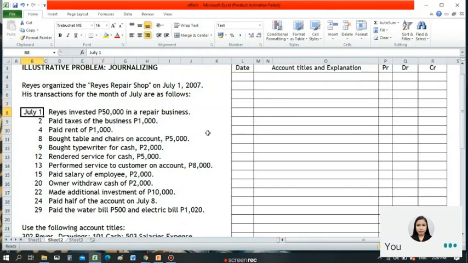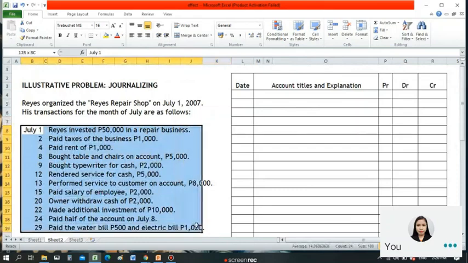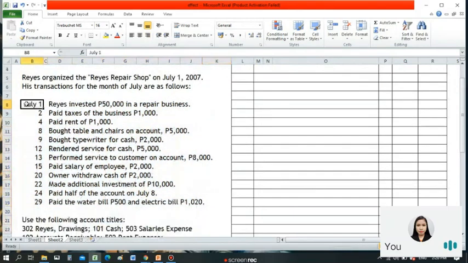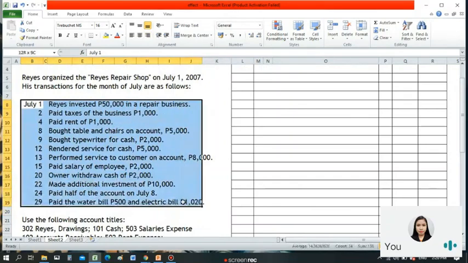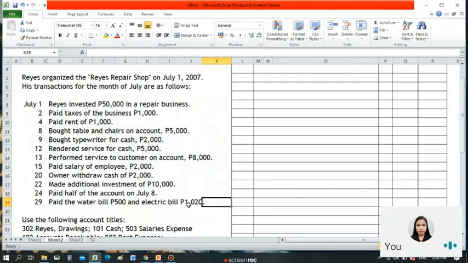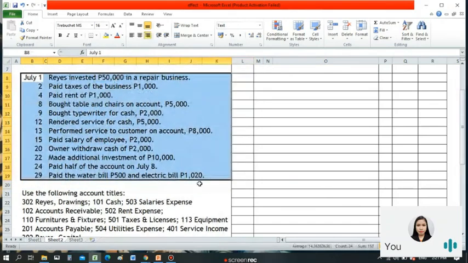On July 1, before we proceed to the analysis, the first thing that we're going to do is to prepare the chart of account. Why? Bakit nauuna si chart of account na i-prepared? Based on the meaning, the chart of account is the list of all the account titles used by the bookkeeper as a guide in journalizing or recording the transaction. So meaning, before you i-analyze, you must prepare first the chart of account.